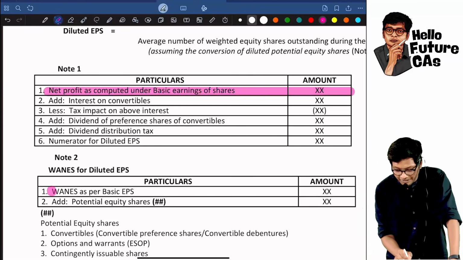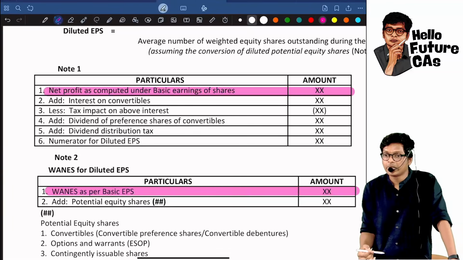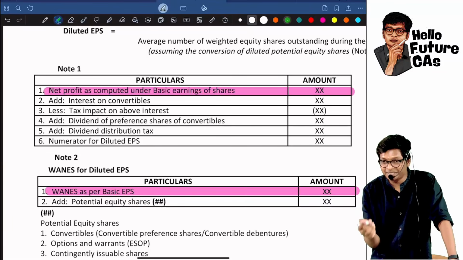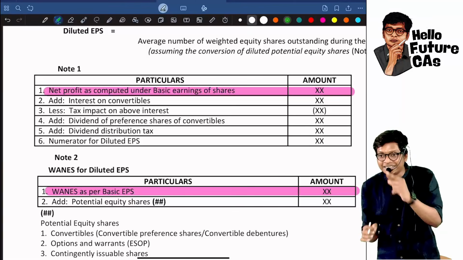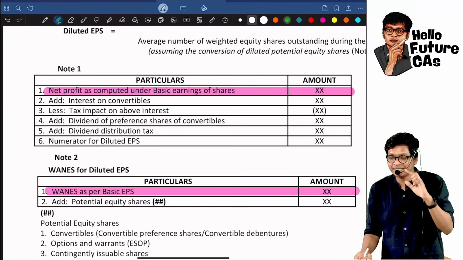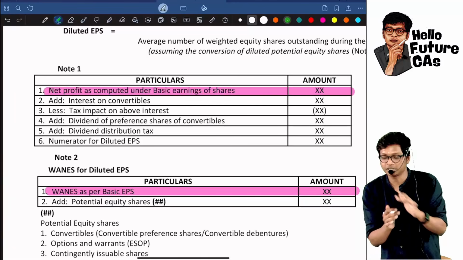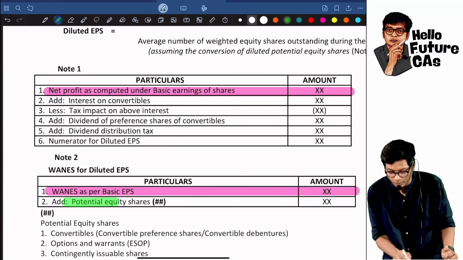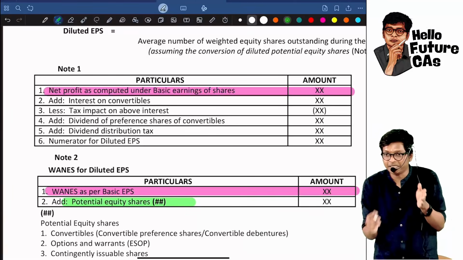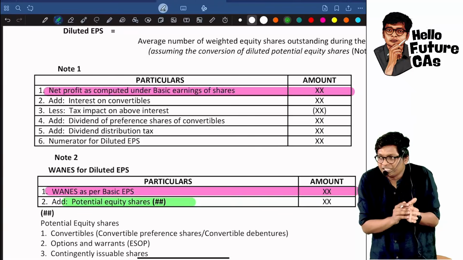Here also, the denominator varies as per basic EPS. In diluted EPS, it's the opposite. Denominator is easy. In basic EPS, the denominator was a little complicated and the numerator was given. Here it is the opposite. Denominator is easy: add potential equity shares. Nothing but how many debentures or preference shares are converted to equity shares?